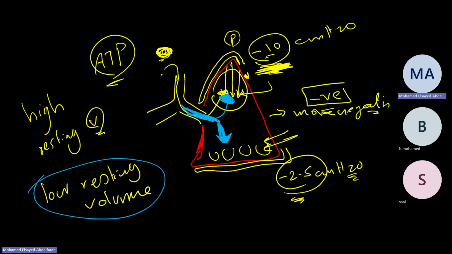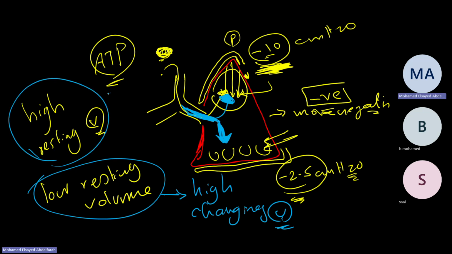The alveoli of the basal lung region have a low resting volume, so they can accommodate the inspiratory gases. Because they have low resting volume, they have high changing volume. In contrast, the apical alveoli, which have high resting volume, have low changing volume.